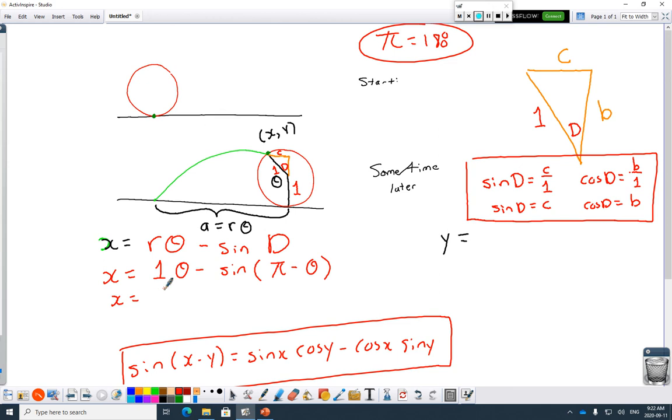X equals theta minus sine pi cos theta minus cos pi sine theta. Let's see if I plug that all in right. Sine pi cos theta, yes, minus cos pi sine theta. Yeah, it's all right. Big moment. It's going to finish off x here. What's the sine of pi?